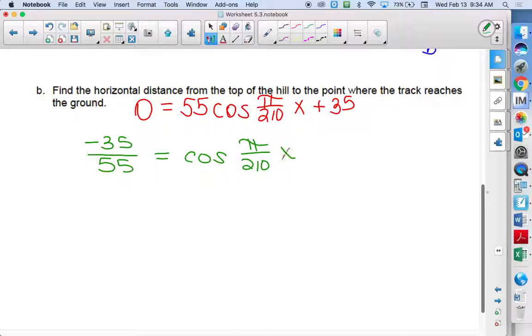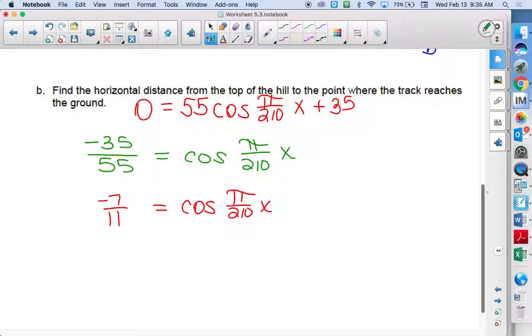And Emerson, what would that reduce to? Yeah. So negative 7 over 11. And then we have the cosine of 2 pi over 210 x. So the goal is to get the function by itself. We now have the cosine by itself. So we took 35 to the left, divided by 55, reduce, keep it exact, don't give me a decimal there. The more times you round, the less exact the answer is.